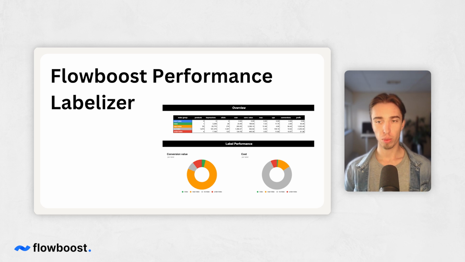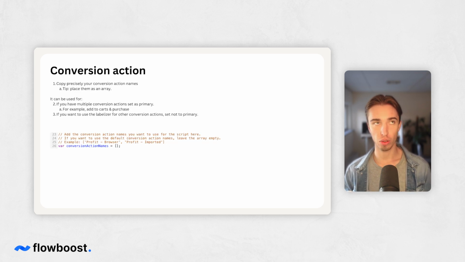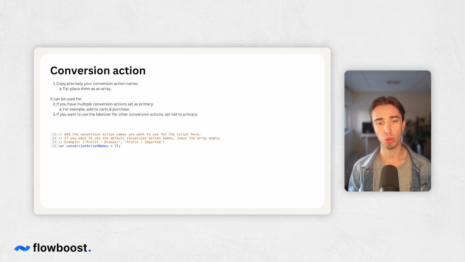Okay, in this video, I'm going to show you how you can set the conversion action names for the Performance Labelizer script. This is a nice little feature we added directly into the script. And what you need to do is set the conversion action name in the script. And what you do is you copy directly the same name as the conversion into an array in the script.